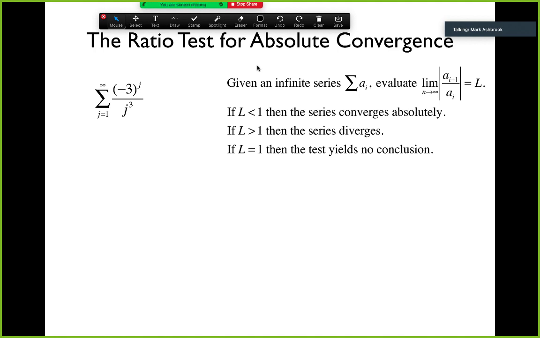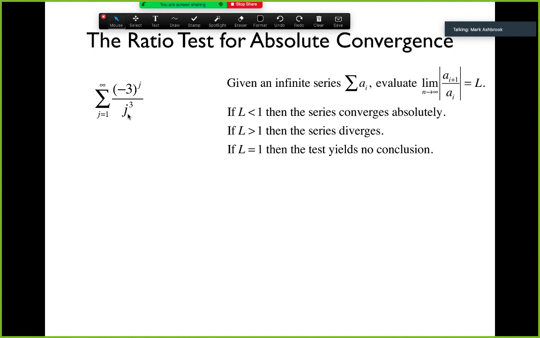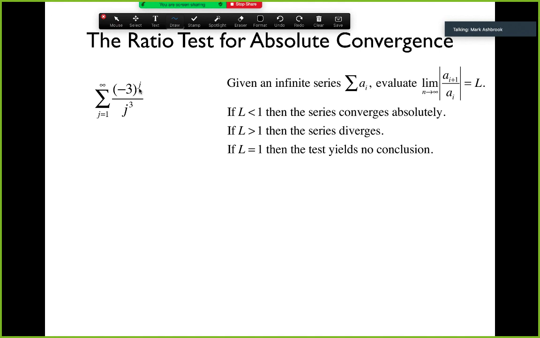Okay, so here's one. So what do we need to do? We need to set up this sequence. Given this is the jth term, we need to set up this ratio, which is a sequence, and take its limit. So here we go. Since it's j, I need a_{j+1} over a_j, and the absolute value of that.